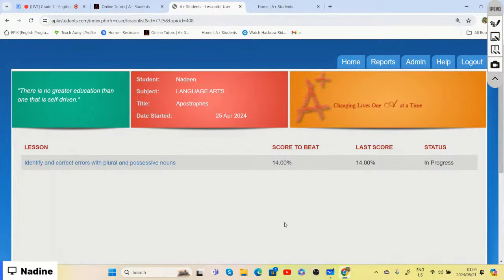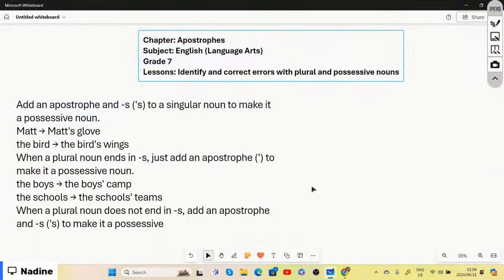All right, so our chapter is apostrophes. Our subject is English language arts, grade 7. And the lesson that we are focusing on is identifying and correcting errors with plural and possessive nouns.